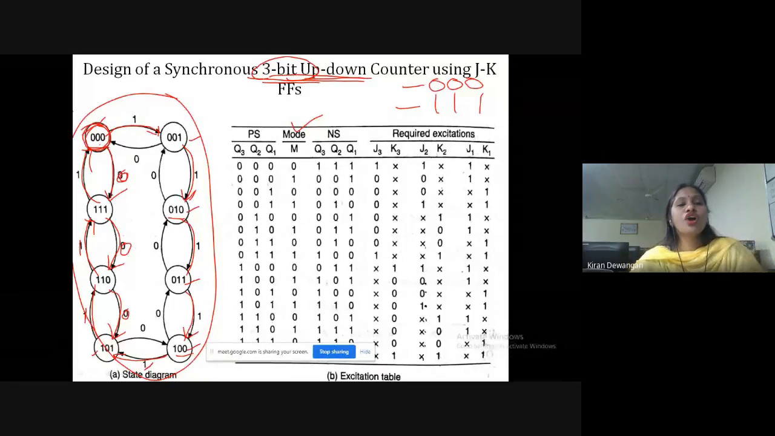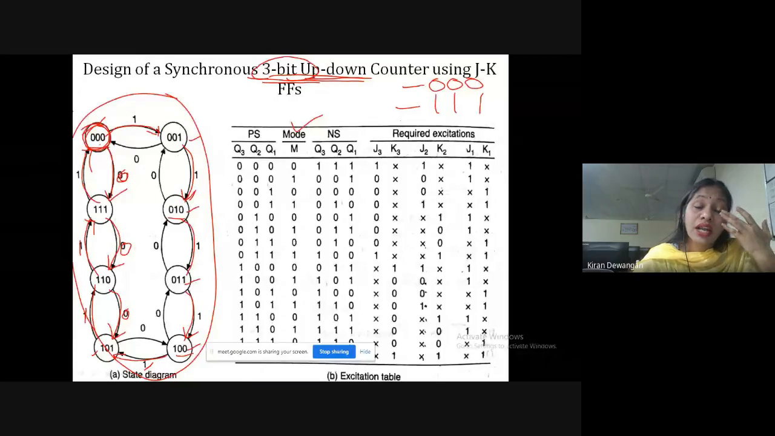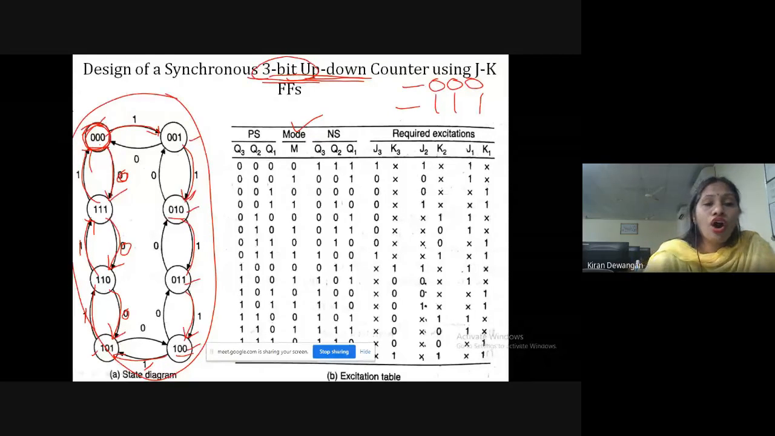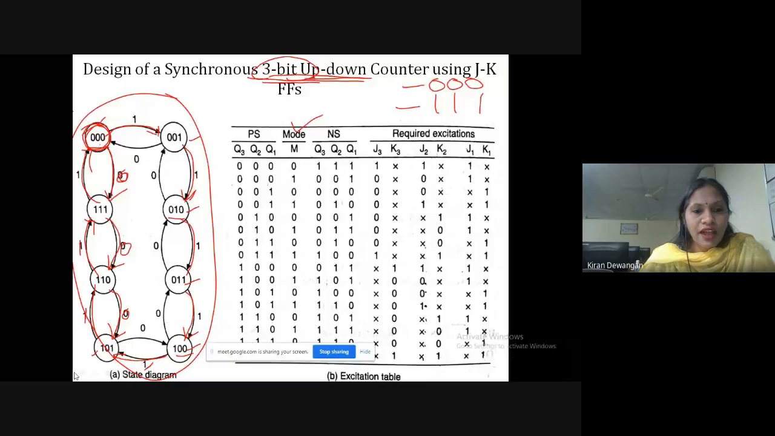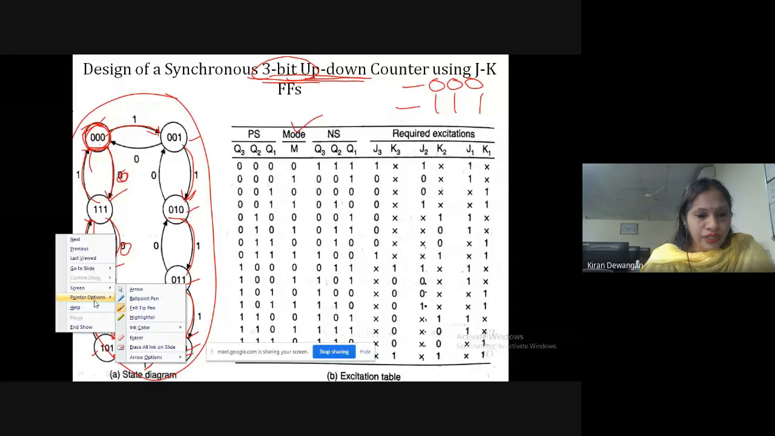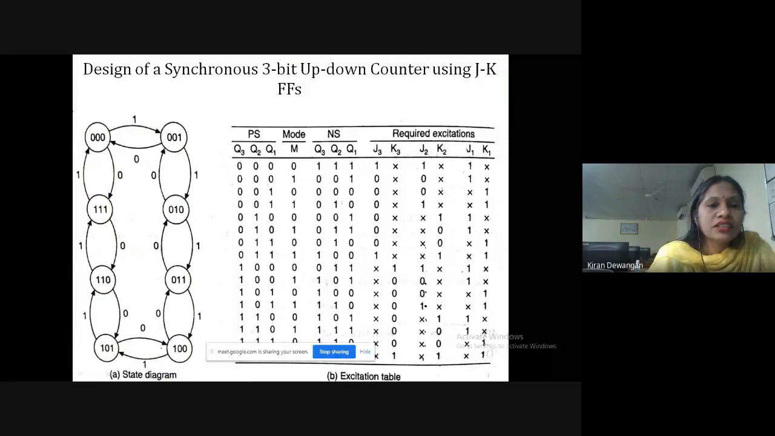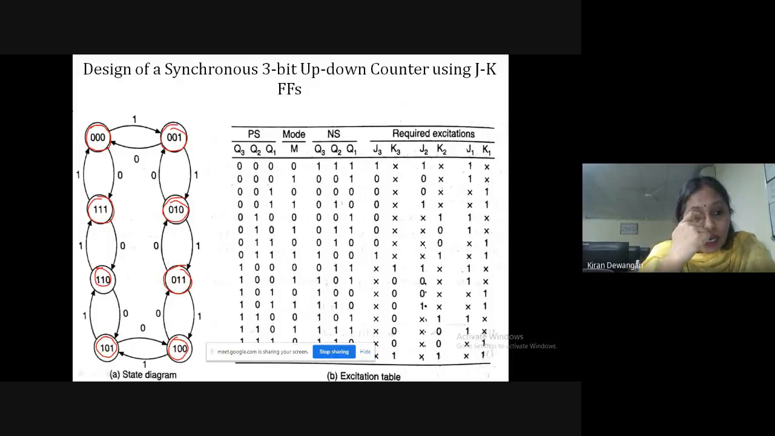The state diagram is drawn in this way: we first draw all the circles that define the states of the counter. So here we have all 8 states. This is my first state, second state, third state, fourth state, fifth state, sixth state, seventh, eighth. These are my 8 states.